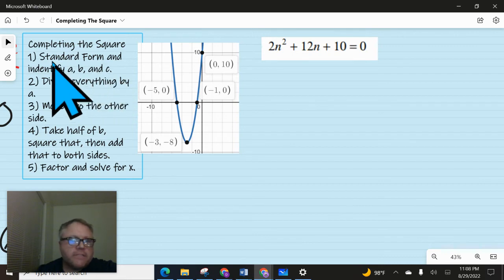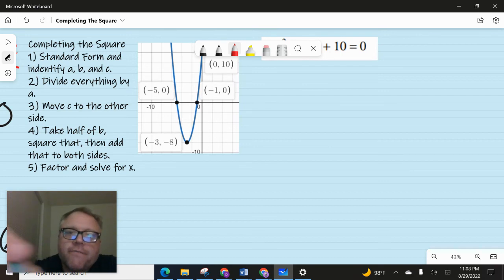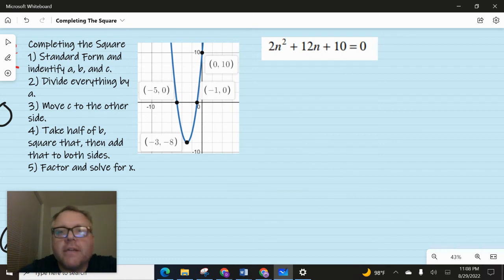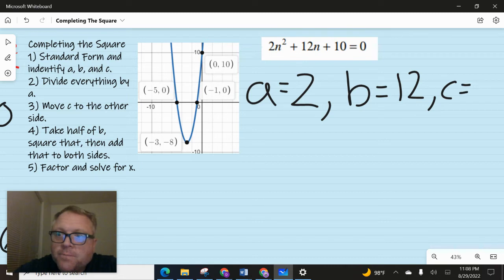Step 1, set it in standard form, identify a, b, and c. Yes, it's in standard form, right? It's set equal to 0. We know that a equals the number in front of n squared in this case. I know it's usually x, but it's just a variable, so don't think too much about that. This could easily be x instead of n. b is the number in front of n, and c is the constant.